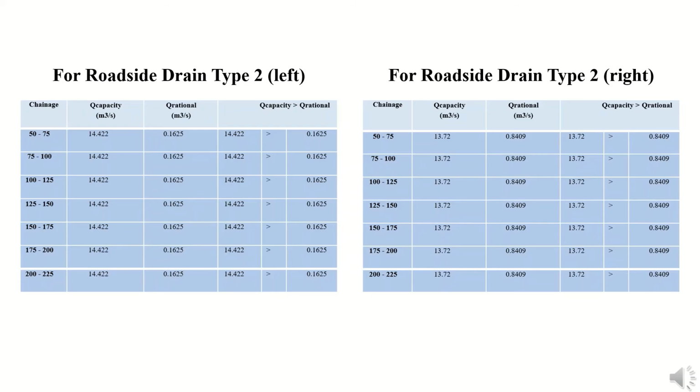For left side of roadside drain in change 50 to 225, we can see the value of Q capacity is 14.422 and its value is bigger than Q rational, which is 0.1625. For right side of roadside drain in change 50 to 225, the Q capacity is 13.72 and its value is bigger than the Q rational, which is 0.8409.